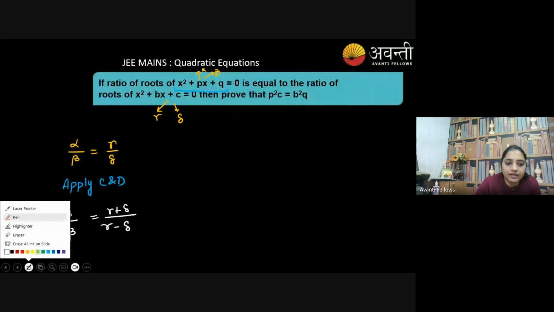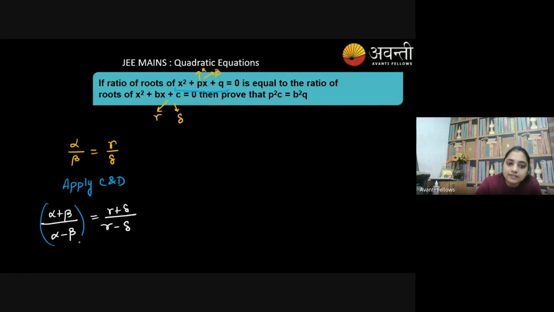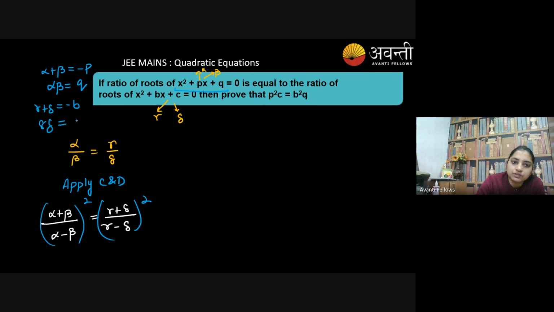है भाई कोई डाउट यहाँ तक? No, ma'am. Clear. So I can square it on both sides. Alpha plus beta whole square, because alpha plus beta is equals to minus p. Alpha into beta is q. Gamma plus delta is going to be minus b. And gamma into delta is equals to c. Right?